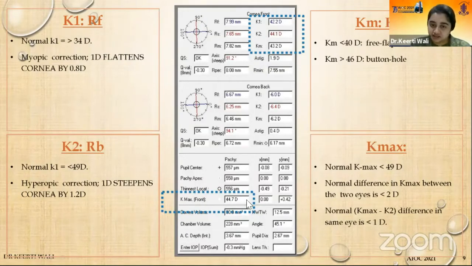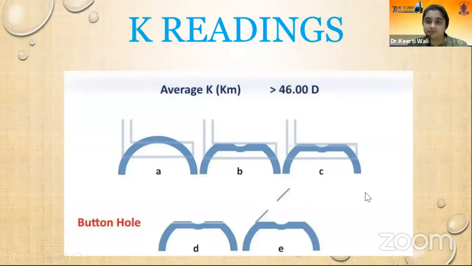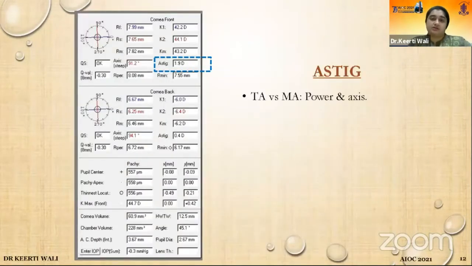And in the third section here, we can see the Kmax, maximum keratometry values. This has to be less than 49 diopters. The normal difference between two eyes is less than 2 diopters. And the Kmax and the K2 difference has to be less than 1 diopter. If the difference is more than 1 diopter, then for all the calculations, we have to use Kmax instead of K2.